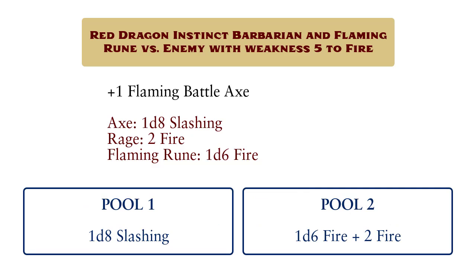Pool 1 is 1d8 slashing damage, and pool 2 is 1d6 fire damage from the rune, plus 2 more fire damage from rage. So all the slashing damage goes into one pool, all the fire damage goes into a second pool. And therefore, the weakness to fire is only being triggered once. It's going to be 1d6 plus 2 in pool 2, plus 5 from the weakness to fire. The fire damage from rage is not going to trigger plus 5 for the fire weakness, and then the fire rune trigger another plus 5 for fire damage. It's only going to be triggered once.